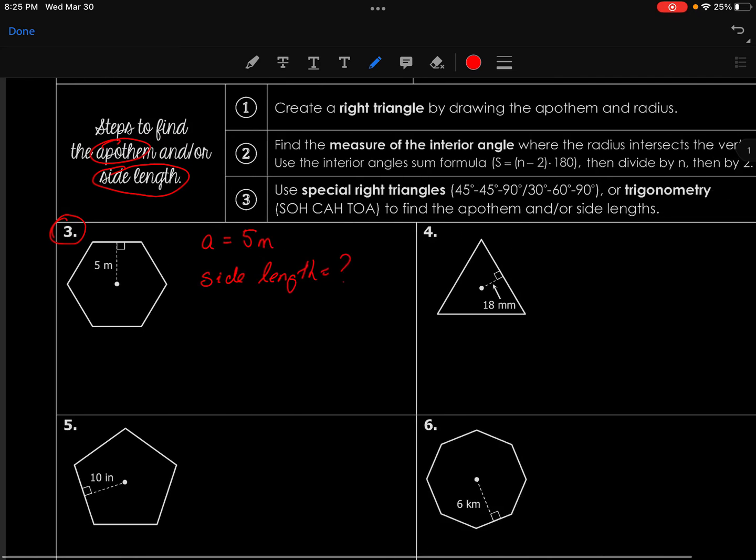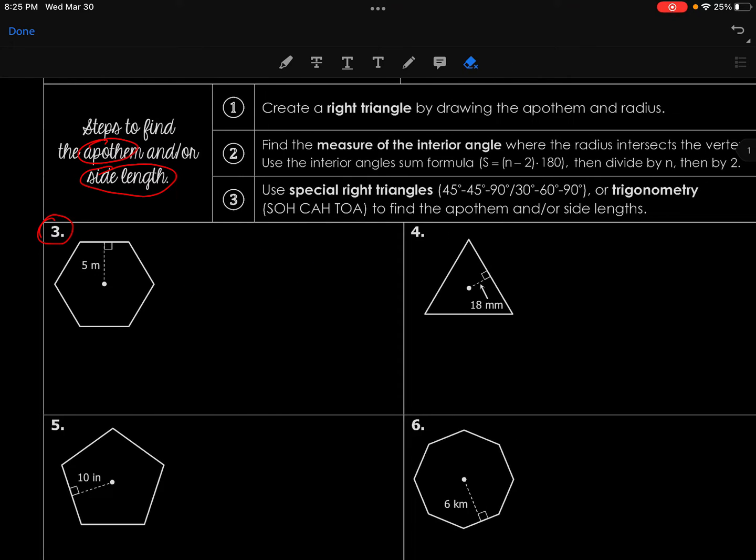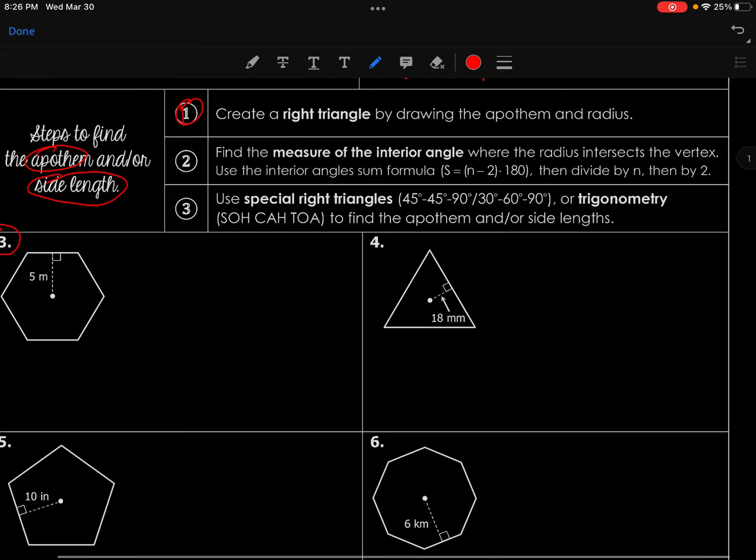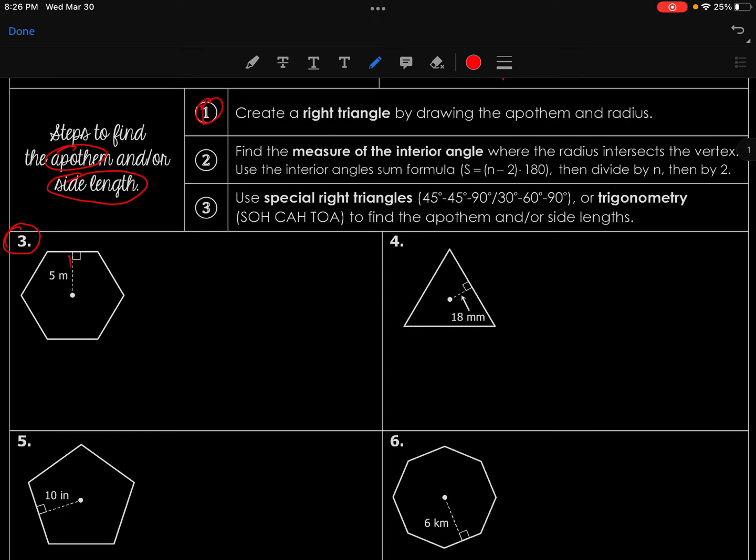And the steps are provided up top. Step number 1, create a right triangle by drawing the apothem and radius. Okay, let's do this. First, draw the apothem here, which they have already drawn for us. So we know that the apothem here is 5 meters. Perfect. Now draw the radius. If you remember, the radius is a line segment from the center of the polygon to the vertex. That we will call the radius.